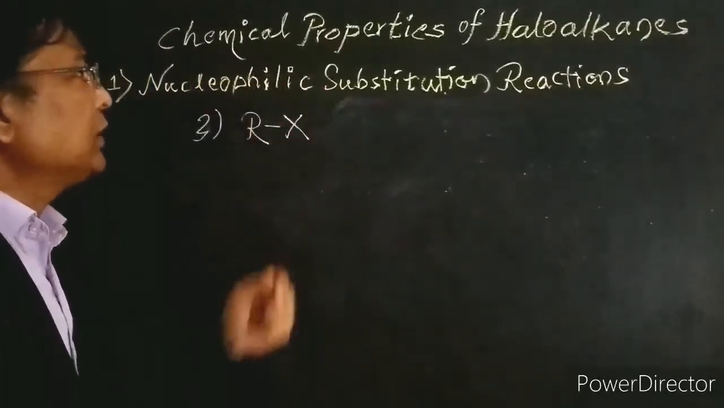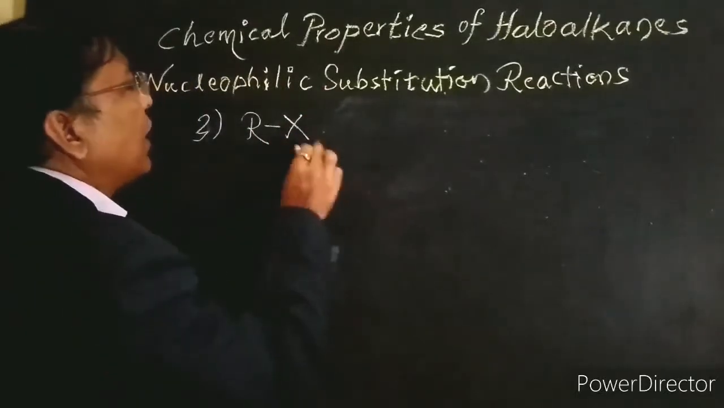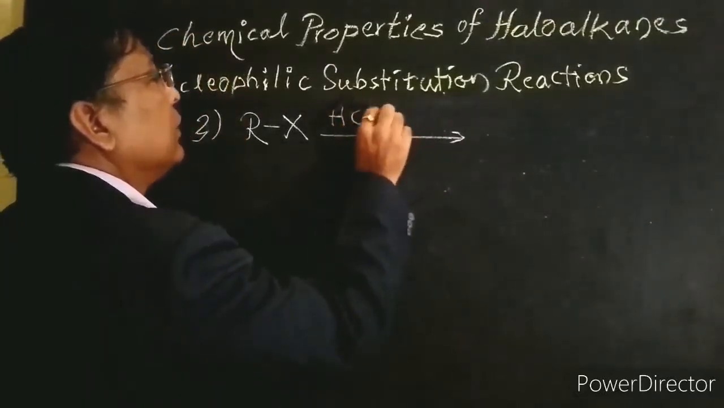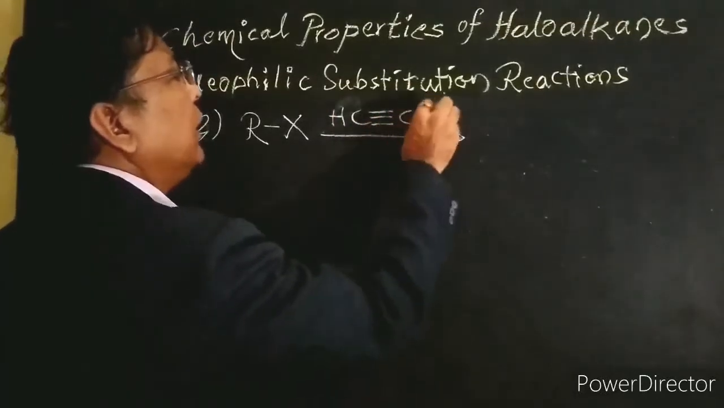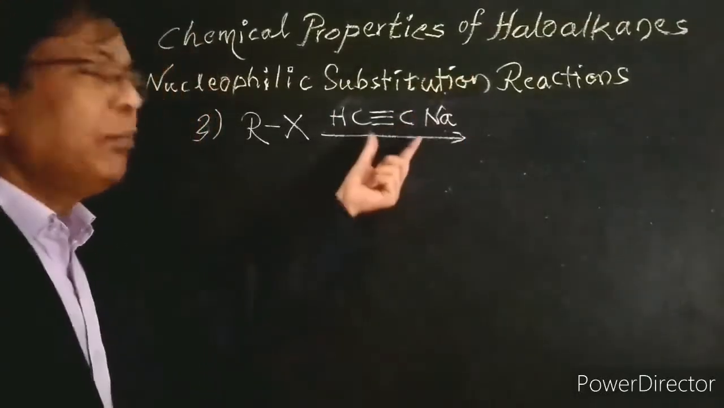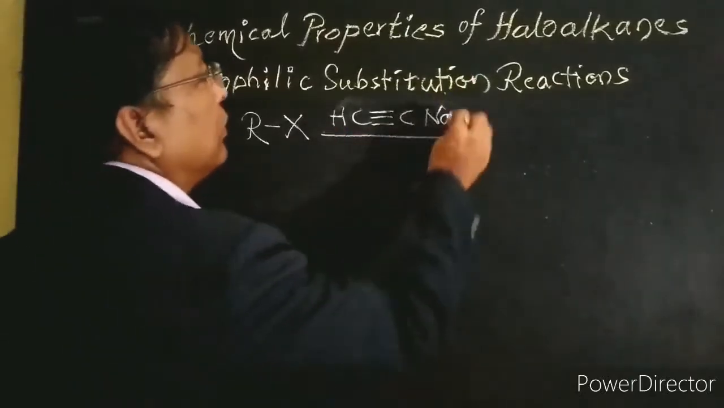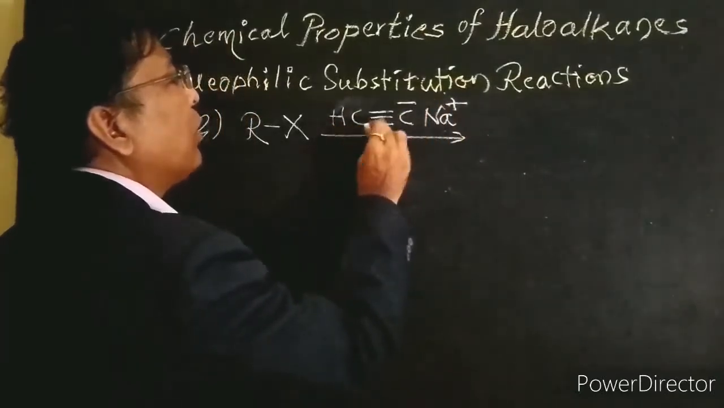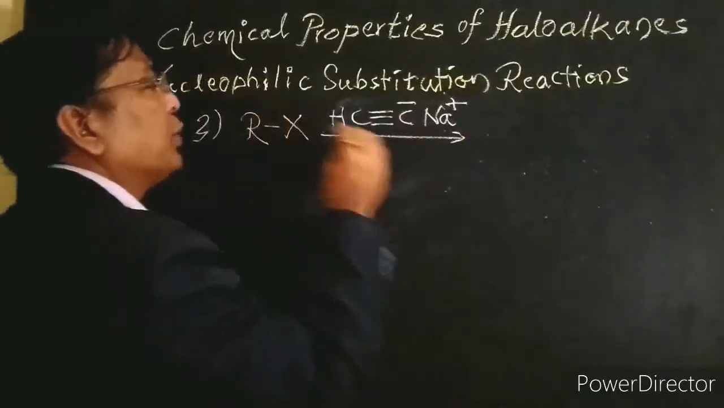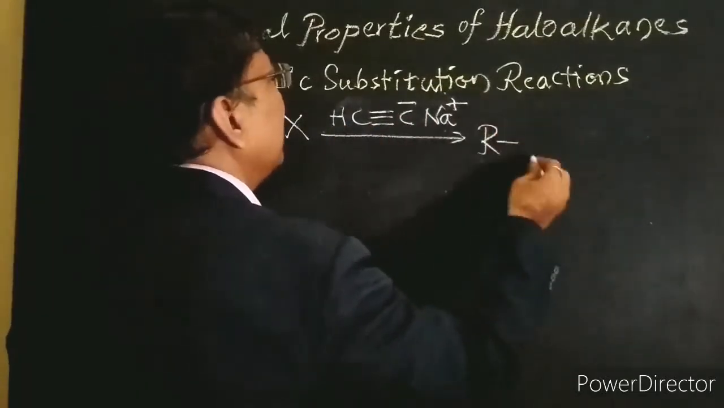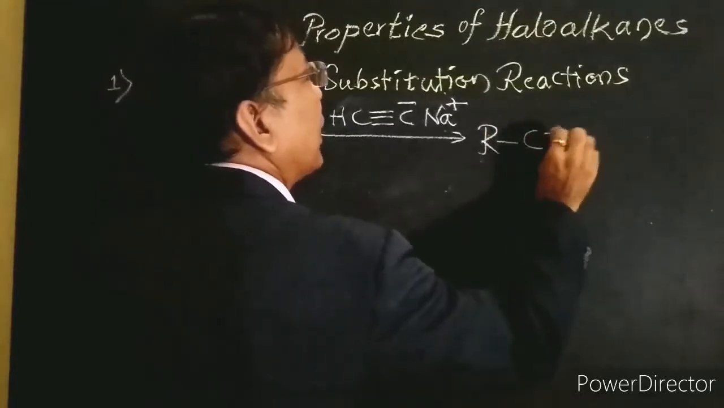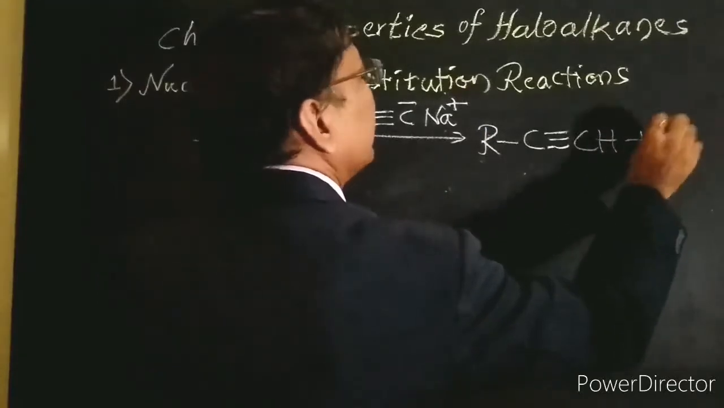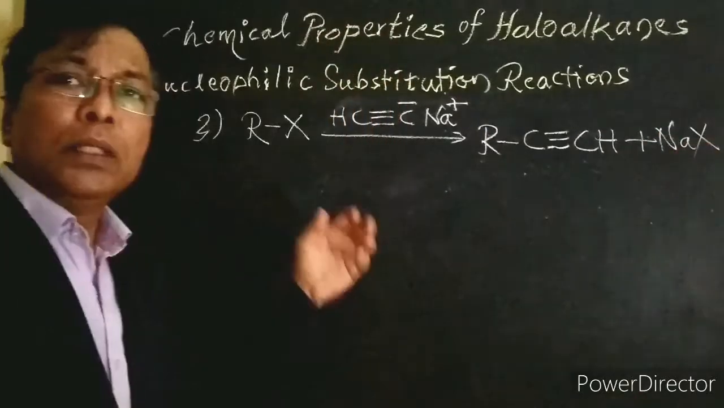The next nucleophilic substitution reaction is the reaction of alkyl halide with sodium acetylide, that is CH triple bond CNa. This is called sodium acetylide. Which is the nucleophile in this? We know that Na is positive, therefore this group, HC triple bond C minus, is the nucleophile that is going to substitute here. So what we will get? We get C triple bond CH plus NaX.